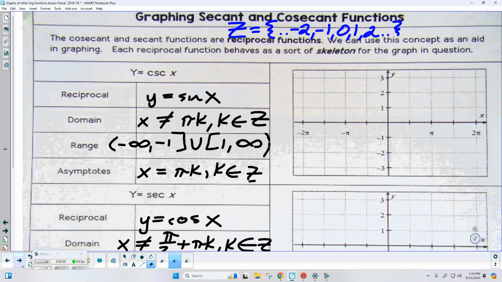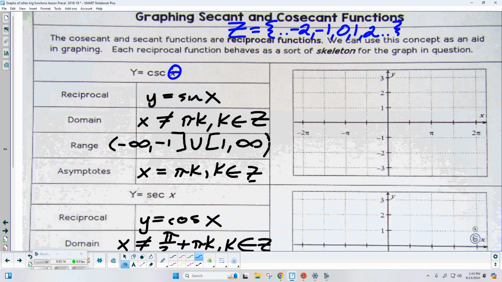The cosecant and secant functions are reciprocal functions. You remember how tangent and cotangent, we rewrote them in terms of sine and cosine? And then I used one to graph it. We're going to do the same thing here. We're basically going to use the reciprocal as kind of like a skeleton or a foundation to help me get the graph that I want. So I'm going to first change this x here to theta. And I'll explain why I'm doing that in just a second.